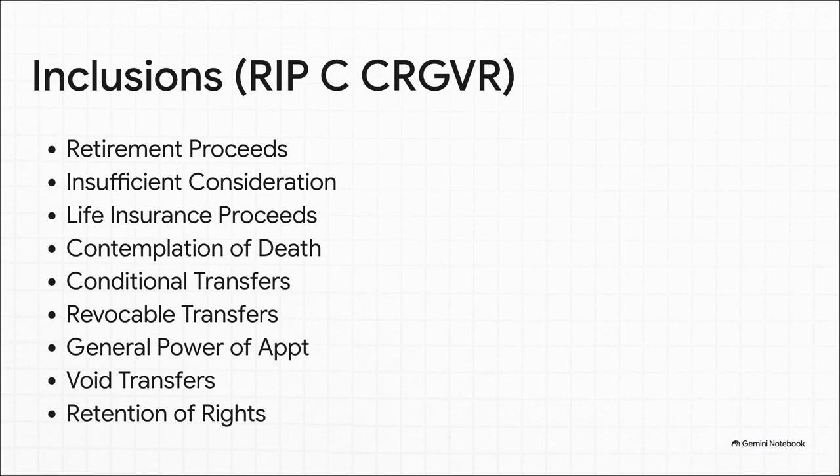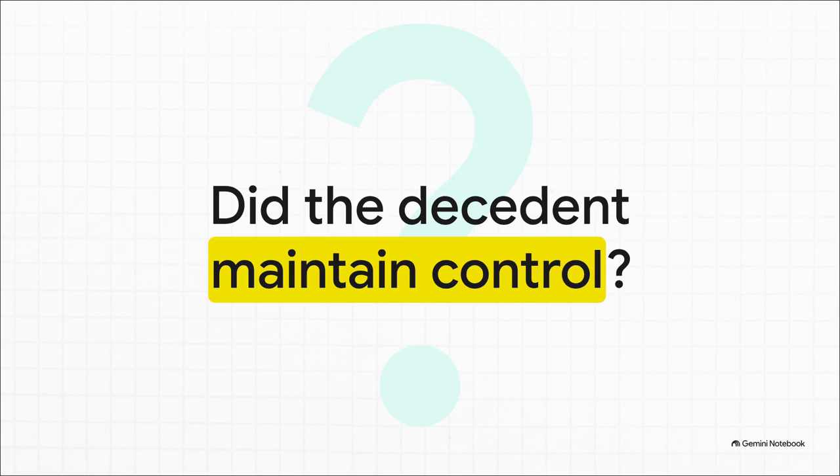Basically, all of these items represent scenarios where the law steps in and says, whoa, not so fast, that is definitely still part of your estate. So whenever you face a super tricky transfer question on the exam, I want you to ask yourself this one single active recall question. Did the decedent maintain control? If the answer is yes, whether that's legally or even just beneficially, boom, it belongs in the gross estate. That's literally the golden thread connecting all taxable transfers.